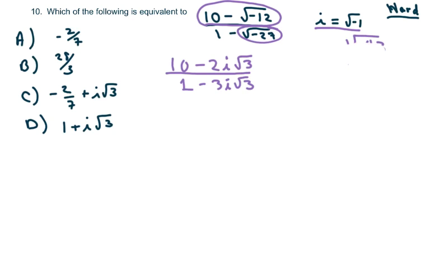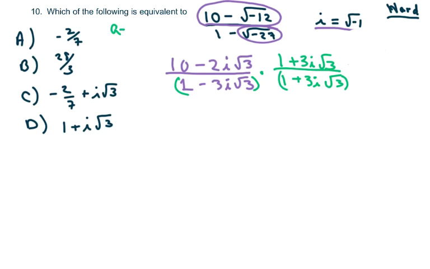Now what I'm going to do is multiply the denominator by the complex conjugate, which is 1 plus 3i square root of 3. If I multiply the denominator by that, I have to also multiply the numerator. Now I know when you multiply a minus bi times a plus bi, it equals a squared plus b squared. So that's all I'm going to do for the denominator. I'm going to do that first.